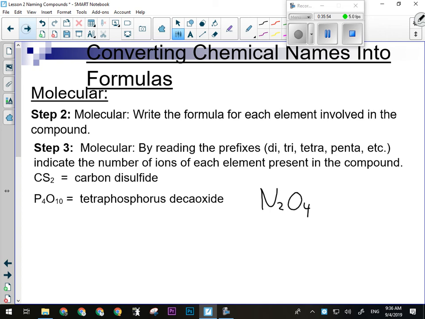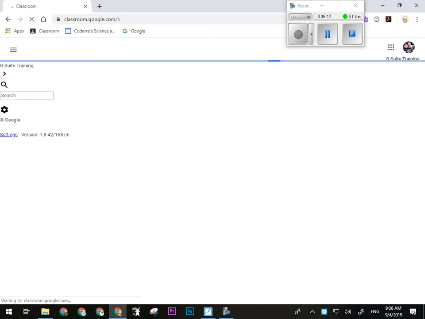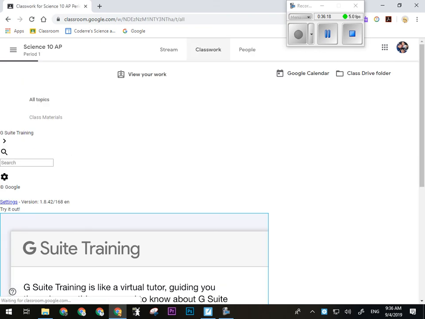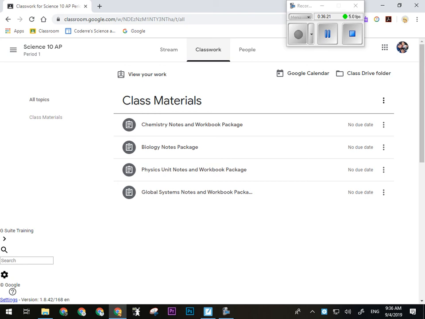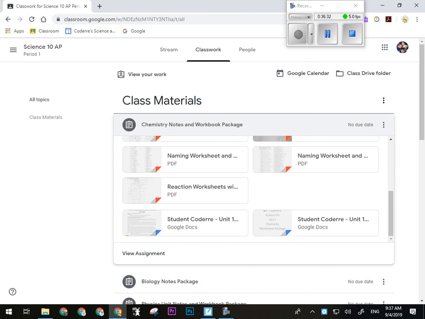All right, so what I want you guys to try here is I just put into Google Classroom the keys for several of the worksheets that are in your workbook. All right, so if you go to your workbook in Classroom, it's in classwork, and it's in the chemistry notes and workbook package. Okay, so you can see that I've put a few new files in there. These are all the keys for all the worksheets that are in your workbook. So the first thing you want to have open is the workbook, which is this one here, the worksheet package.